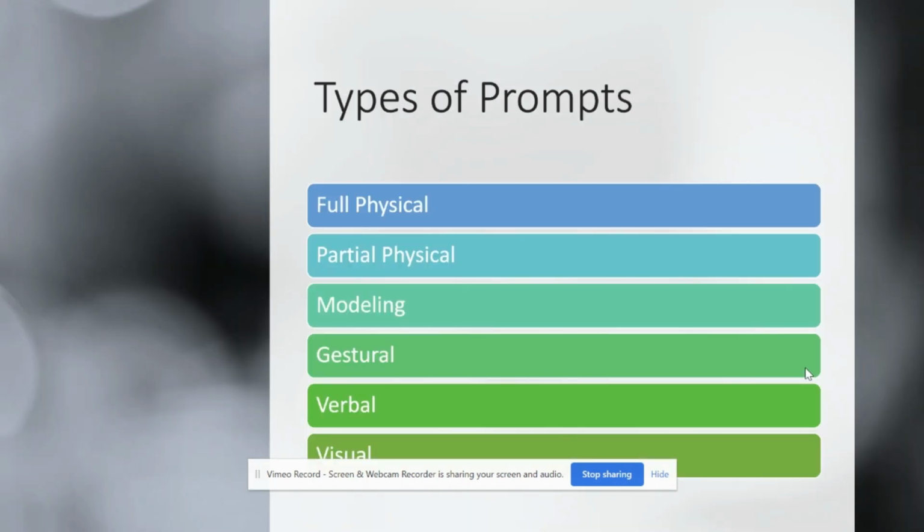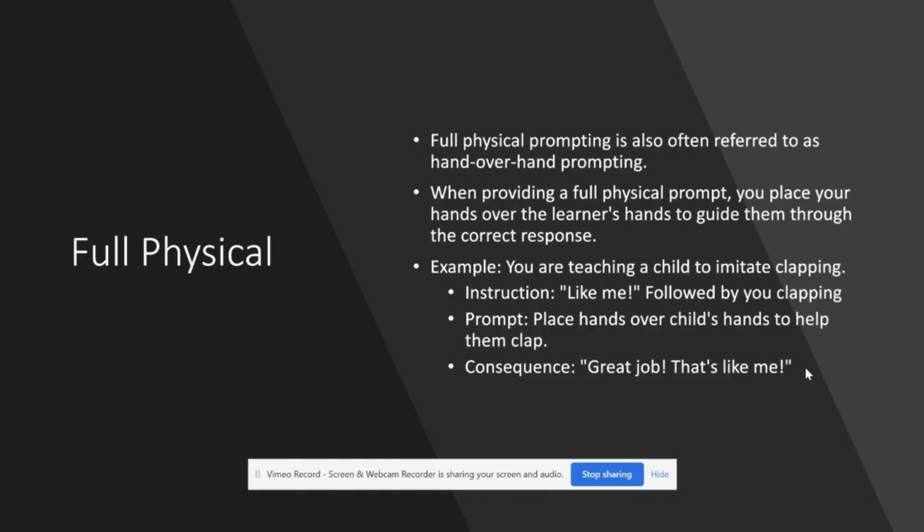So there are many different types of prompts. Today we're going to be going over six main ones. They are full physical, partial physical, modeling, gestural, verbal, and visual. So the first prompt we're going to discuss is full physical. Full physical prompting is also often referred to as hand over hand prompting.